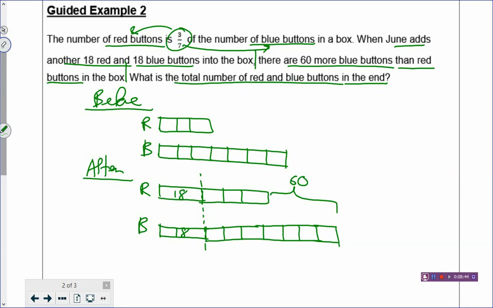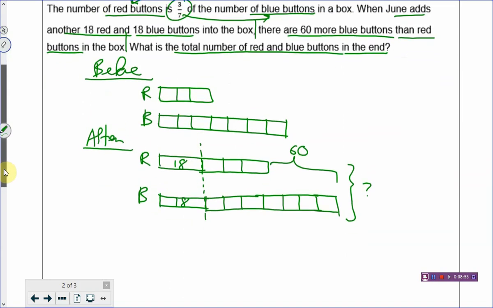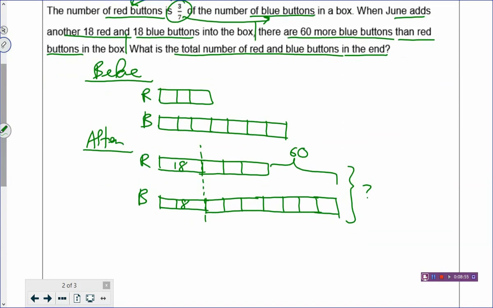So what is the total number of red and blue in the end? So this is the question mark. Alright, so that's how you draw out the problem, right? Now again, like what I said earlier on, when you draw the model, it may not be exactly the same as my drawing, but you are still drawing out your own model. So you're going to use your own model to work out your answer later.